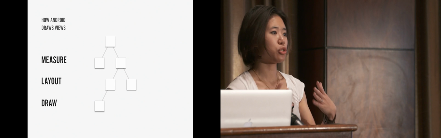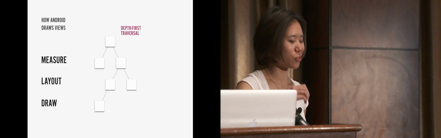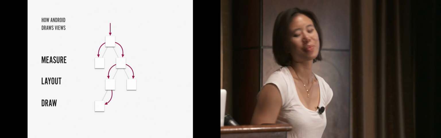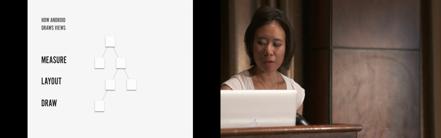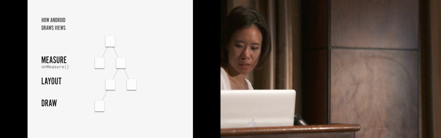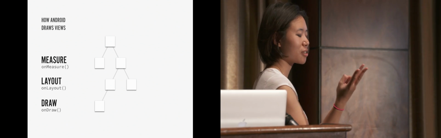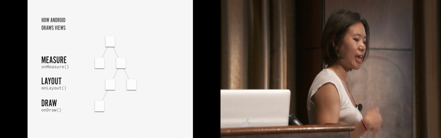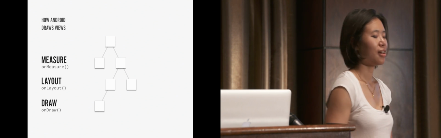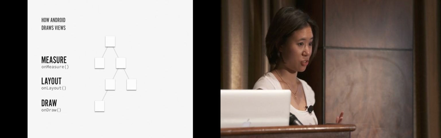Each of these is a traversal of that view hierarchy. And each of them is a depth-first traversal from parent to children, to children's children, all the way down. Sorry, back up. So basically there are 3 phases to how Android draws views. And you, as a developer, have 3 entry points into this process. For the measure phase, there's onMeasure. For the layout, there's onLayout. And for the draw, there's onDraw.